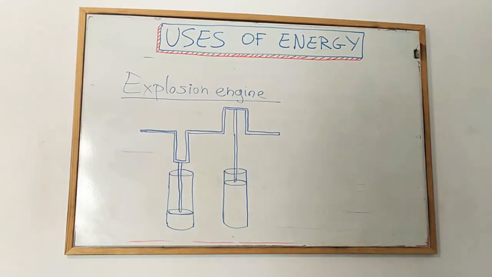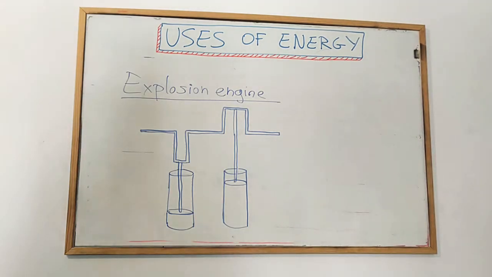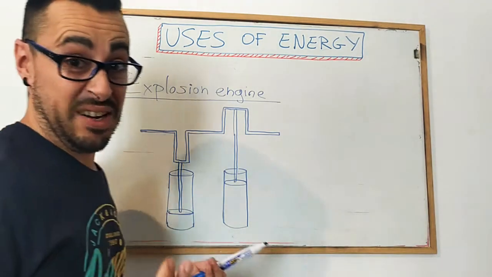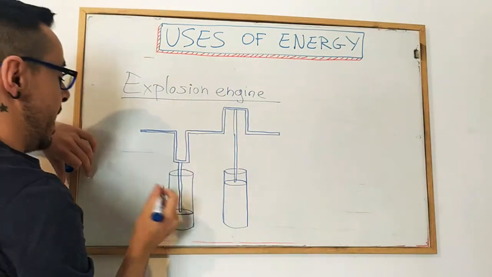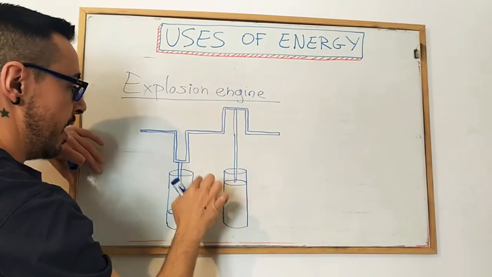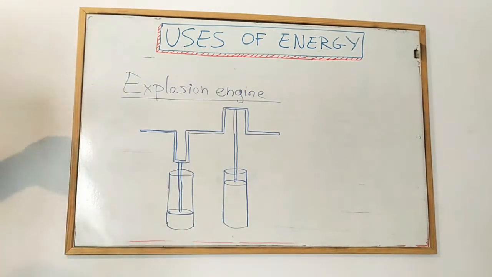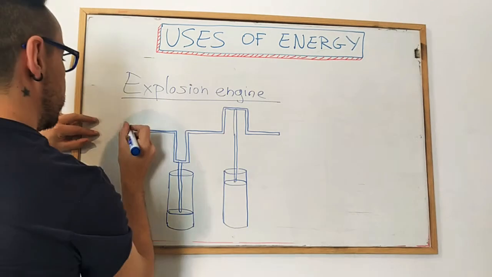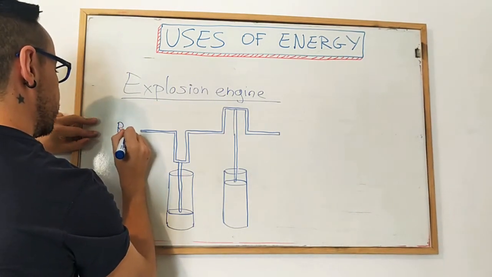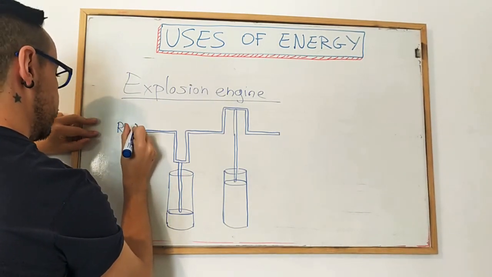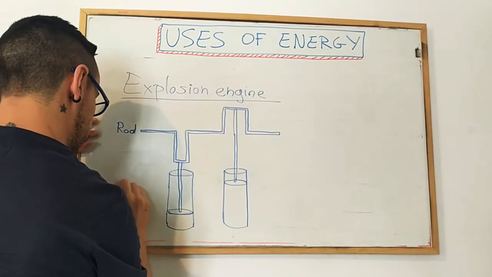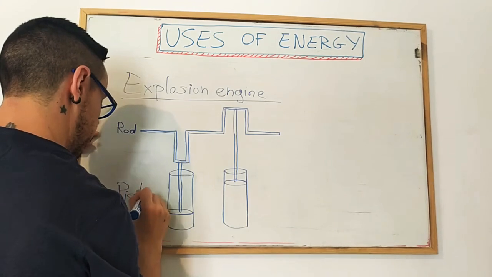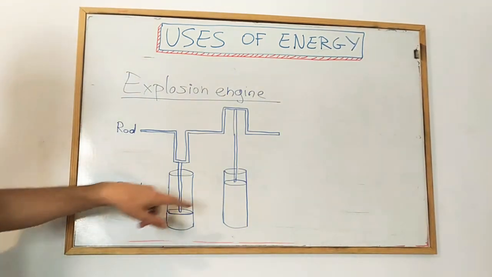Okay, so now we are going to see how an explosion engine works. This is how cars and vehicles work. Here we have two pieces. This one is the rod, la biela, and this one is the piston, el pistón. We have rod and pistons.